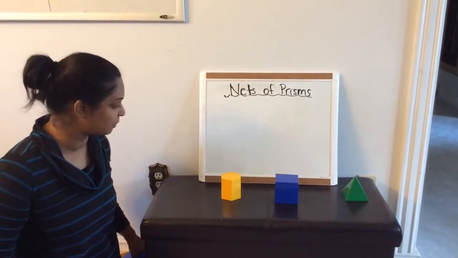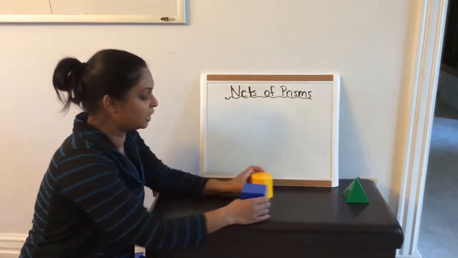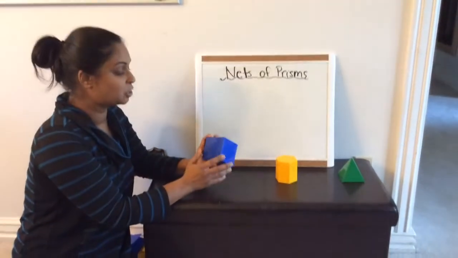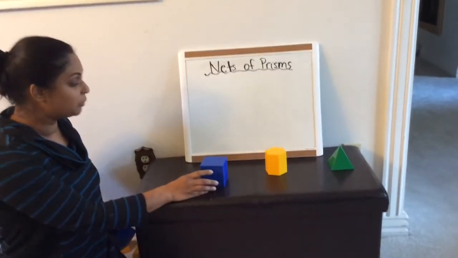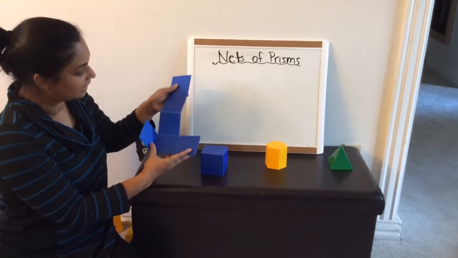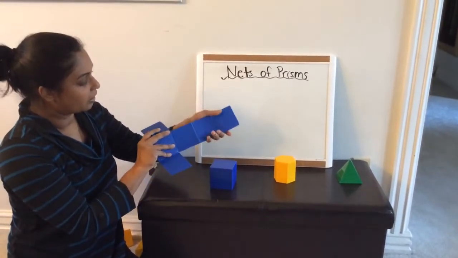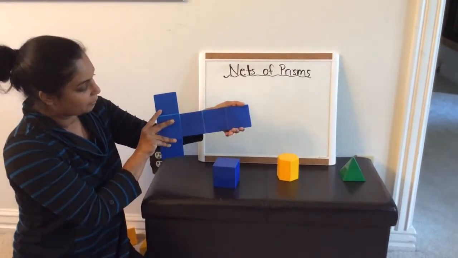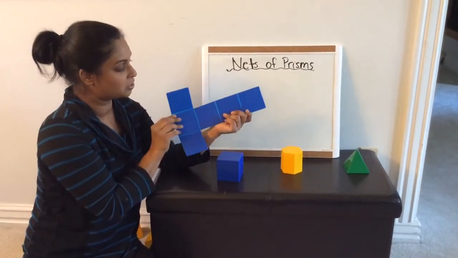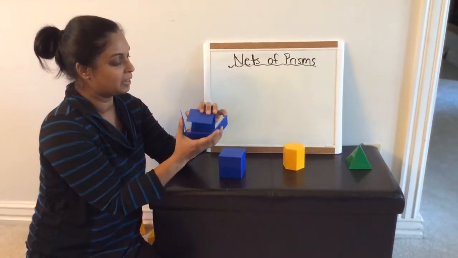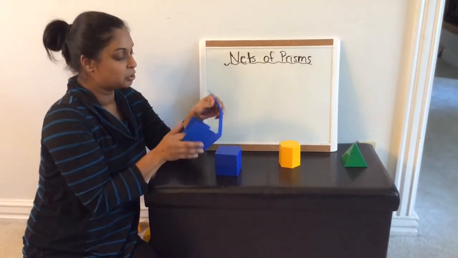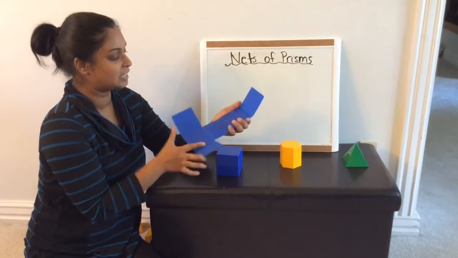So I'll give you an example here. I'll start with the cube. So the cube we can see is made out of squares. And if we were to create a net for that cube, then it would look something like this. So all the flat faces are connected together so that they are able to fold up and create your 3D solid. So your nets can look different.